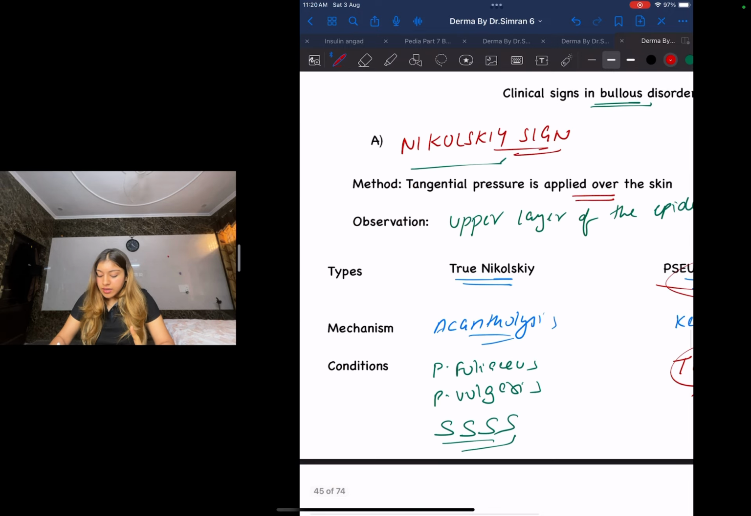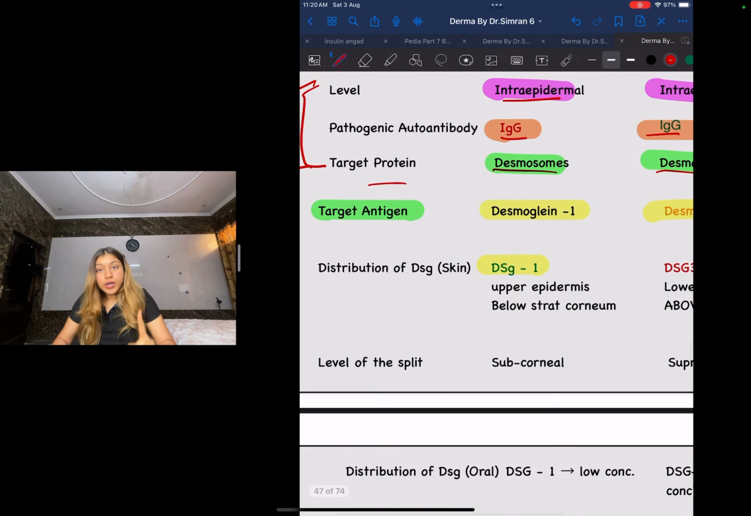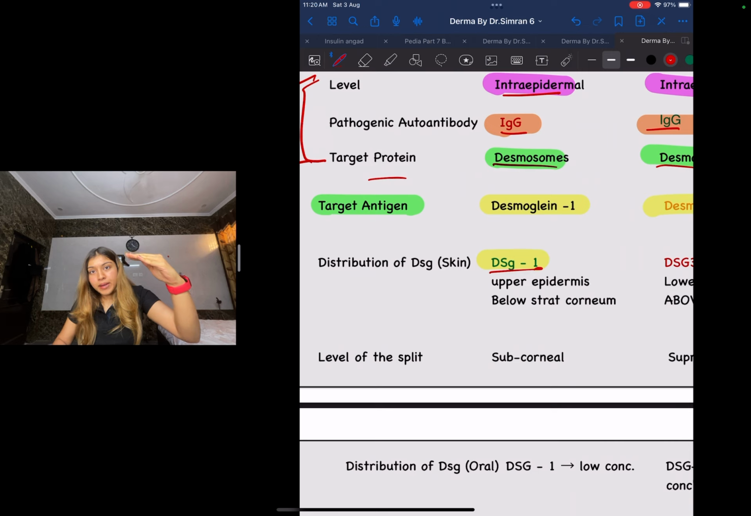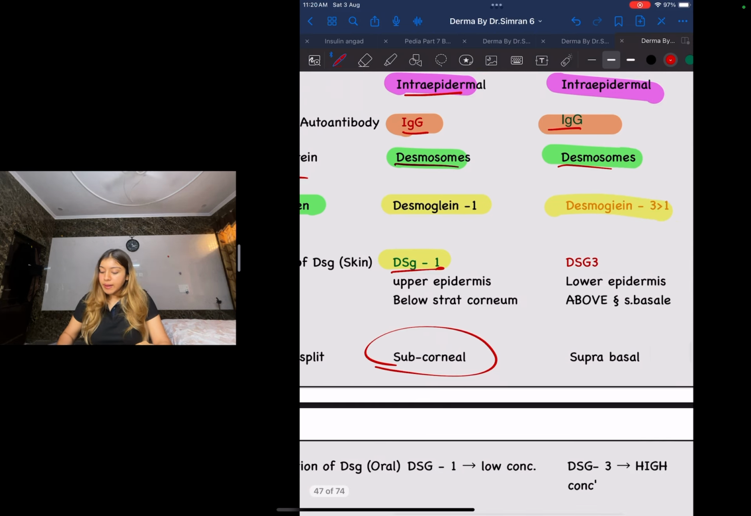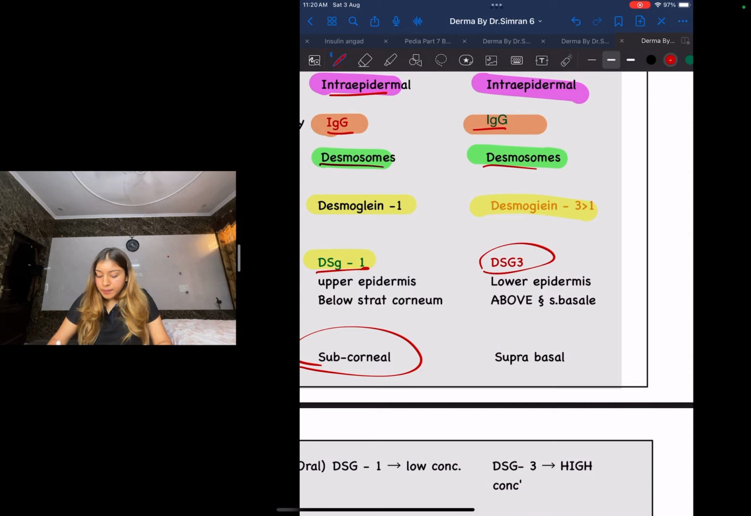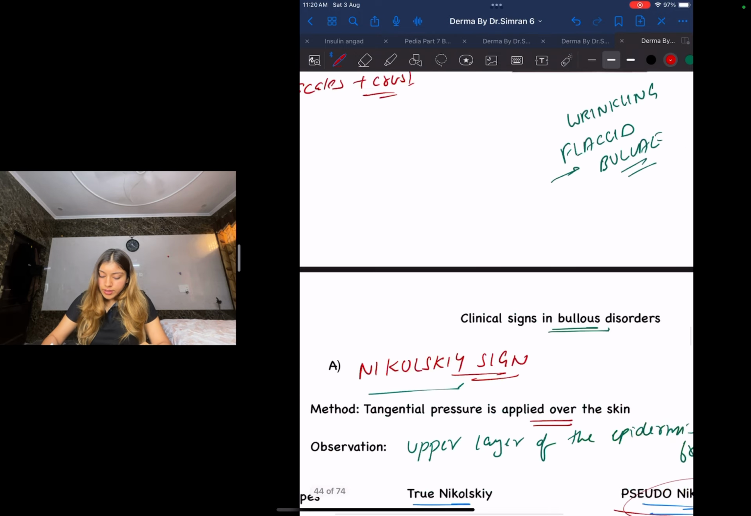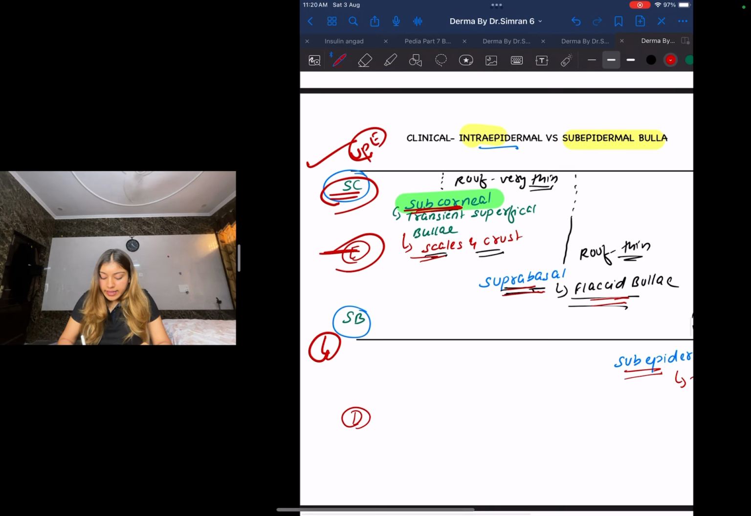That is the distribution. So we already know desmoglein 1 is present in the upper epidermis below the stratum corneum. That is why the level of split is going to be subcorneal. Understood? Now let us look at what is happening in pemphigus vulgaris. Desmoglein number 3. Let us again go back to the image. This is your epidermis, right? It is going to be in the lower epidermis.